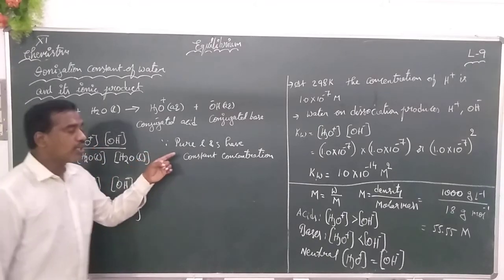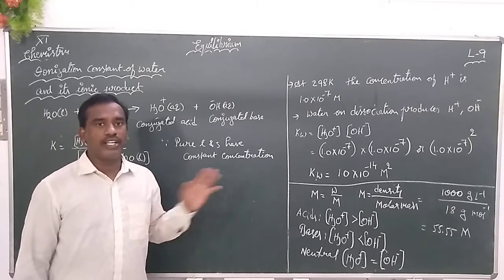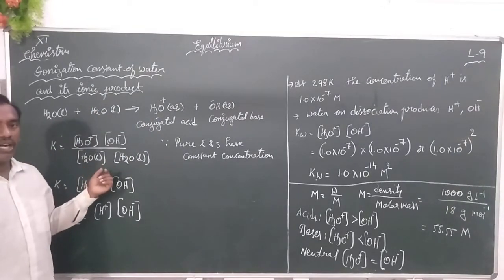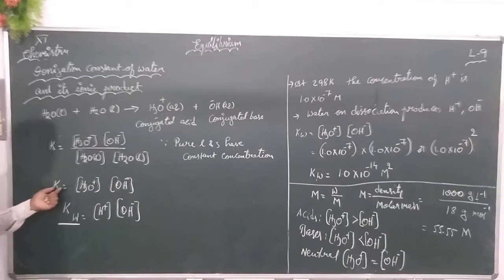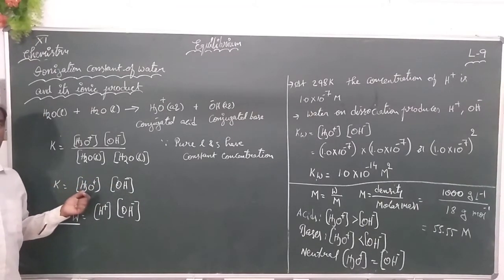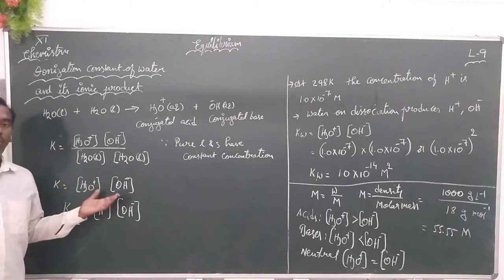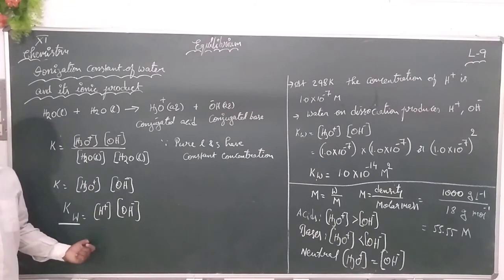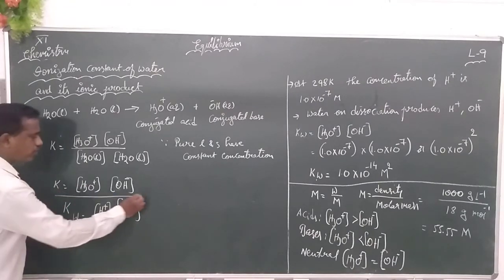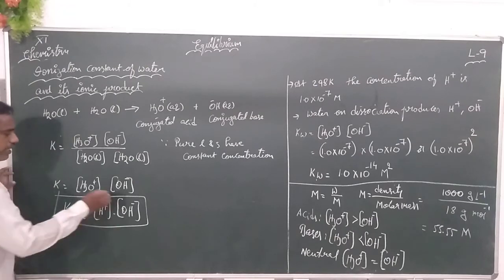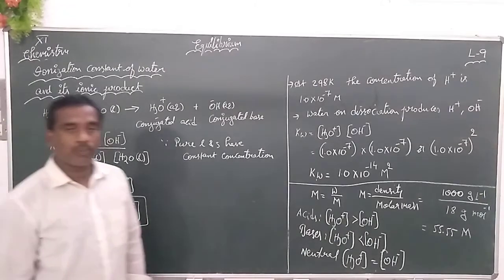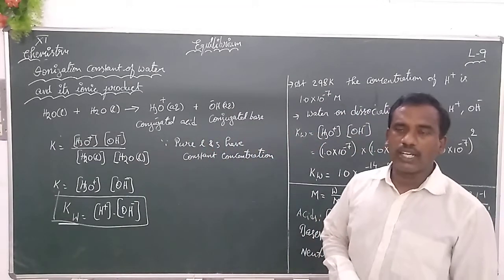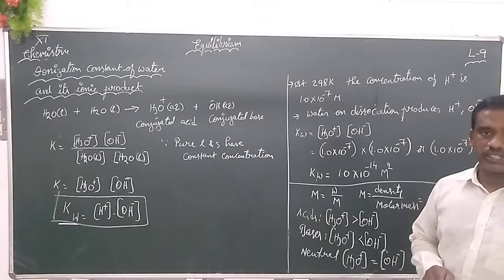But we know the concentration of any pure liquid or solid is not considered because they are constant. So these two denominator parts are constant. Finally we say K is equal to the product of the concentration of H3O plus and OH minus. H3O plus is nothing but the concentration of the acid, is it not? So this equation is very useful for the next levels. It is the ionic product of water: the product of the concentration of the acid and the concentration of the OH minus ions generated in the aqueous state.